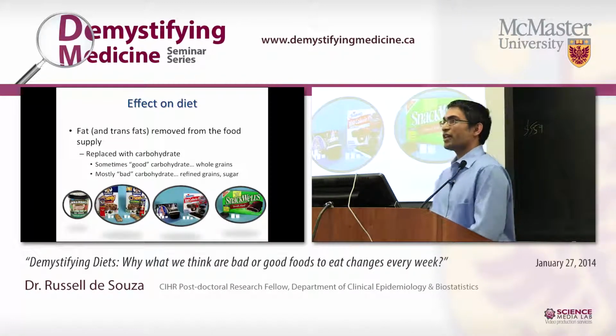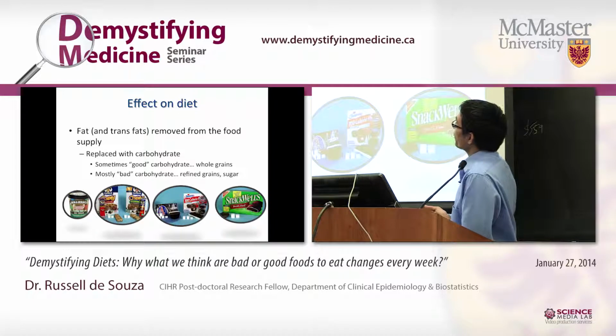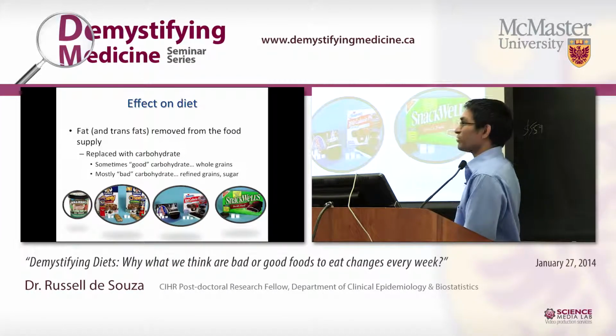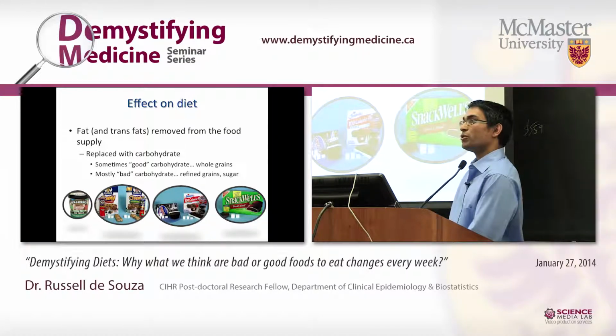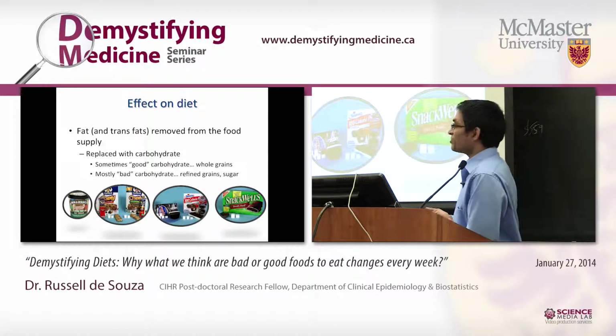So what has been the effect of this finding on your diets? For the most part, fats, specifically saturated and trans fats, have gradually been removed from the food supply over the past 30 or 40 years. And for the most part, the replacement nutrient has been carbohydrate. Sometimes it's been good carbohydrate, but most of the time it's not.